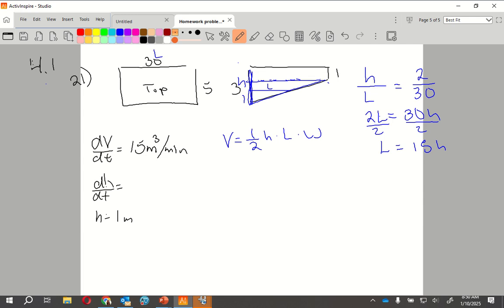The L, I'm going to replace with my 15H, right? So rewrite it. V equals 1/2 H times 15H times 5. Yeah? Were you okay still? Alright, so what's that? 75 over 2? V equals 75 over 2 H squared. Now do the derivative, and I'll let you guys do the derivative, so I'll give you a second on that.